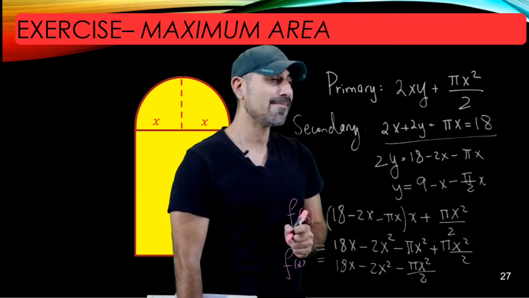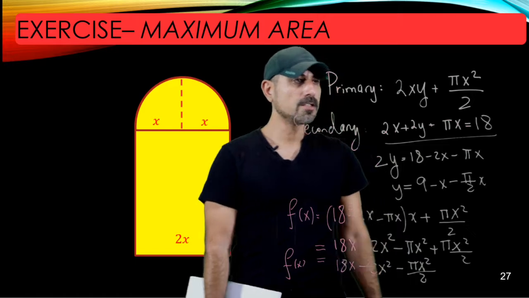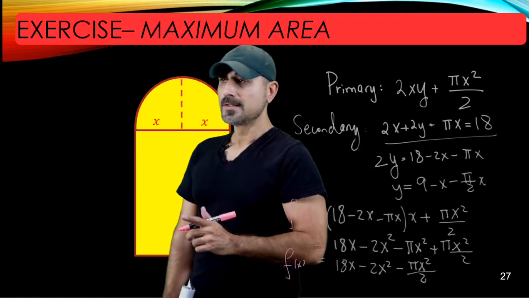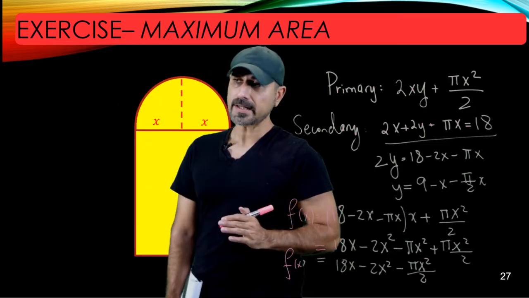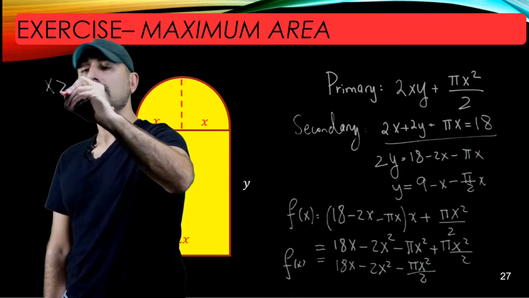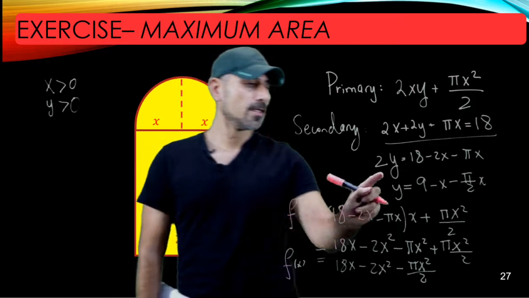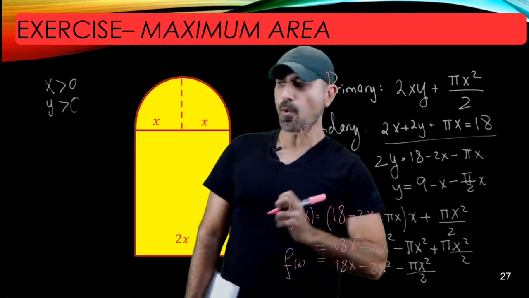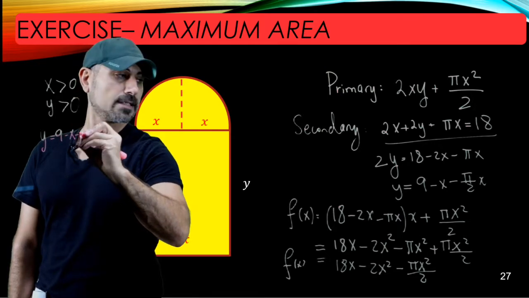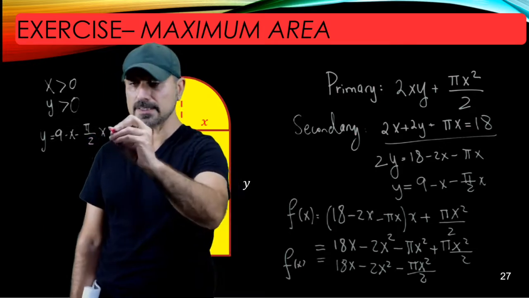And once we have it on that domain, we're going to try to find the maximum value of f. Well, the feasible domain is determined by the physics of the problem, obviously. So, since we have the radius x and the height y, obviously we want x and y to be positive to start with. And as you see from the constraint equation, we have y determined to be 9 minus x minus pi over 2 x, and we want this to be positive.